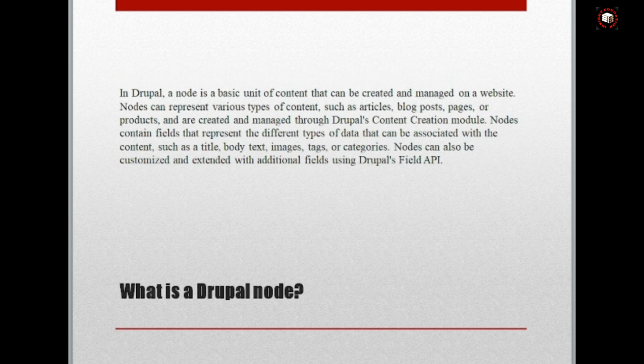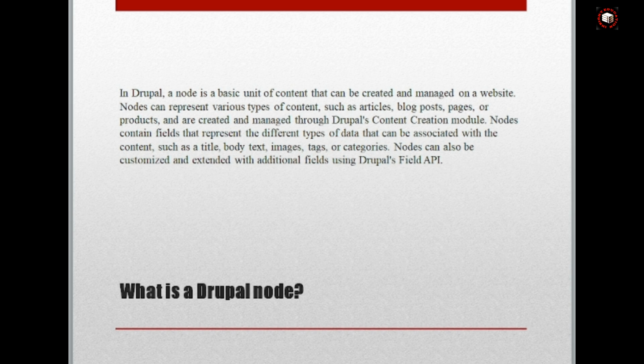Next question, what is a Drupal node? A node is a basic unit of content that can be created and managed on a website. Nodes can represent various types of content such as articles, blog posts, pages, or products, and are created and managed through the Drupal content creation module.